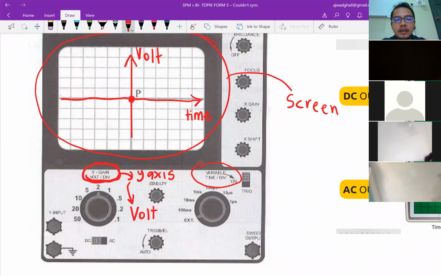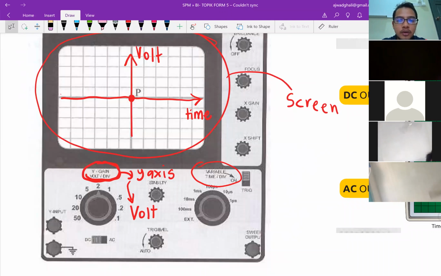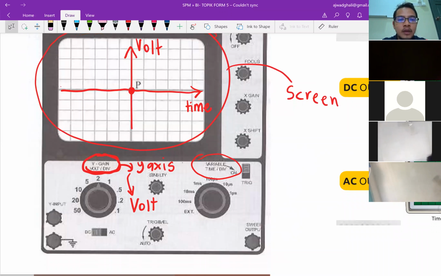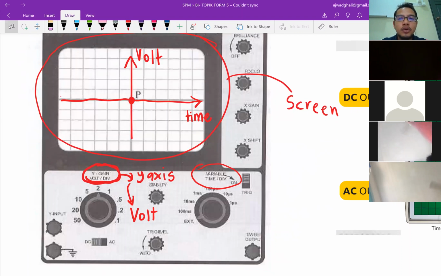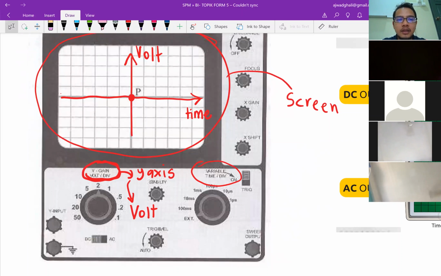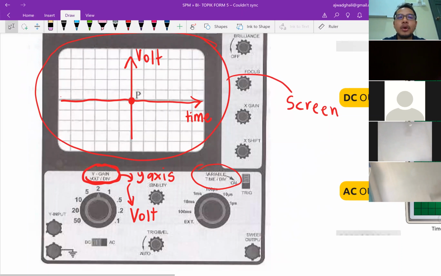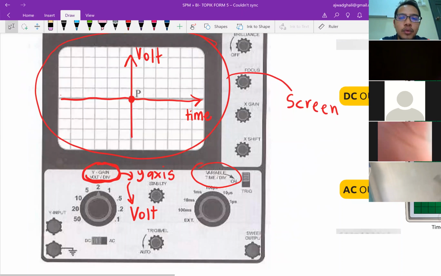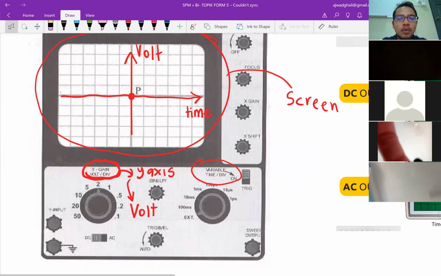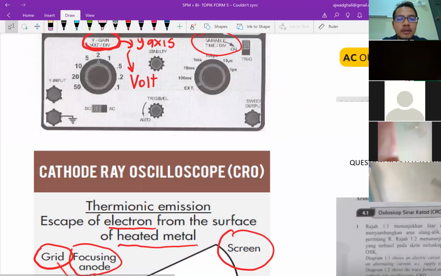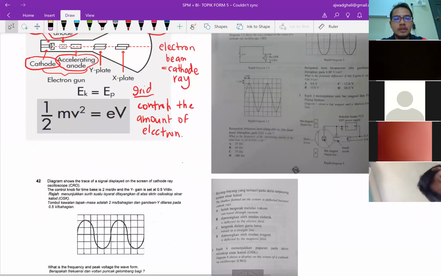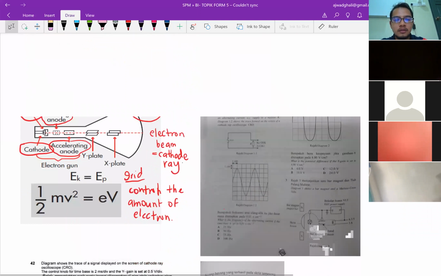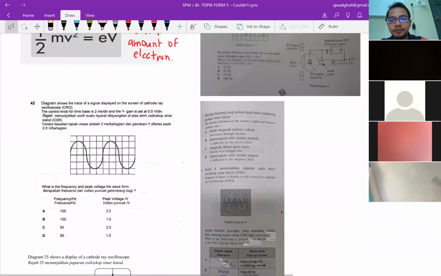But in the X axis, you can switch it on or switch it off. Right. So the CRO basically you learn is, when you connect a battery or when you connect alternating current, what will be the output of the CRO? The output of the CRO is the one that I gave you in the notes, which is this one.